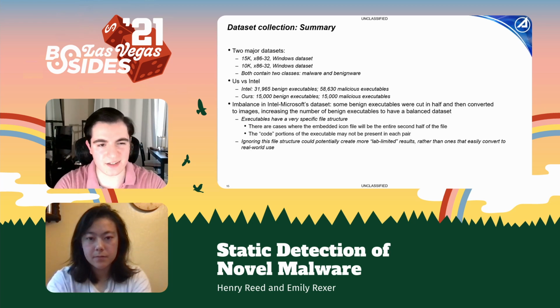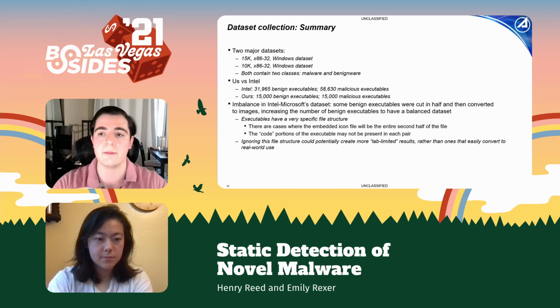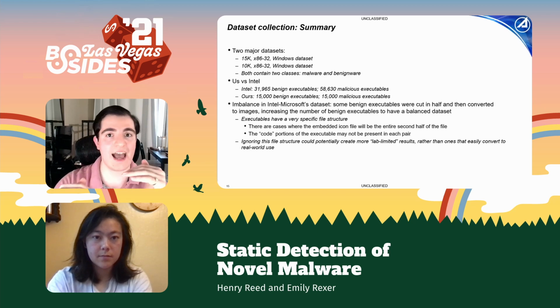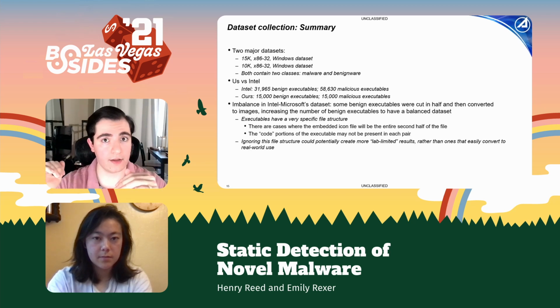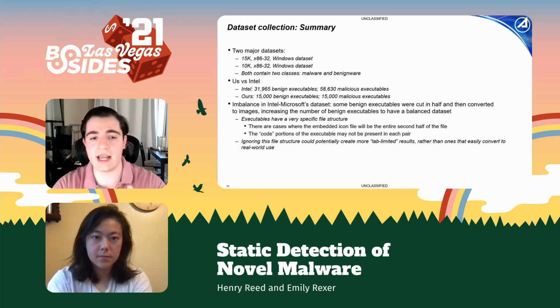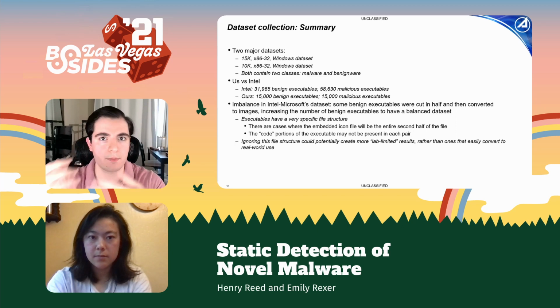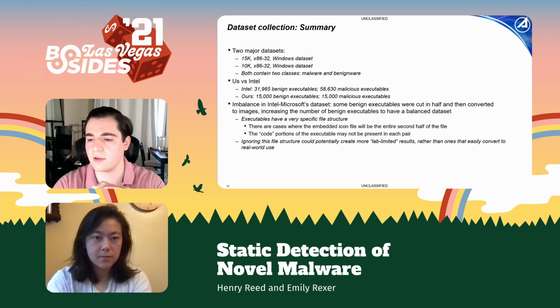The imbalance in Intel's and Microsoft's data set, the way they fixed it is, again, they cut binaries in half and then converted them to images. Not a very good approach, because a binary could have, for example, a very large icon. So when you cut it in half, the second half will just be the icon file, and then the code, the variables, the logic is going to be in a different file entirely. Or you could have a situation where the code, variables, and logic and everything else is now cut literally in half, ignoring the PE headers and other parts of the PE file.